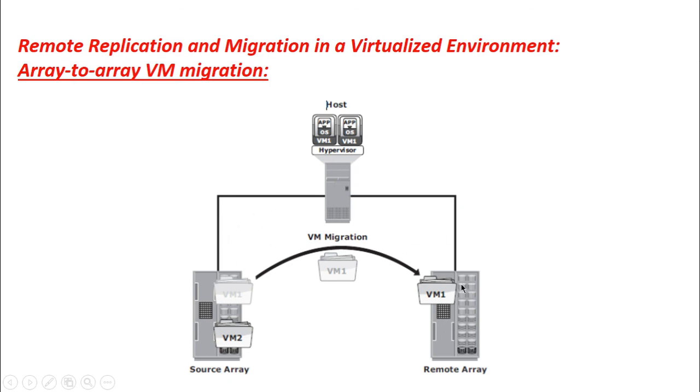This approach enables administrators to move the virtual machines across dissimilar or heterogeneous storage arrays. Array to array migration starts by copying the metadata about the virtual machine from the source array to the target. The metadata essentially consists of configuration files, the swap files, and the log files. After the metadata is copied, the virtual machine disk file is replicated to a new location.